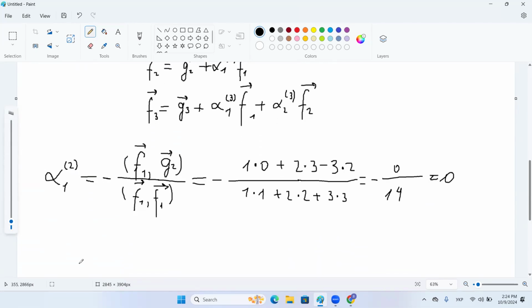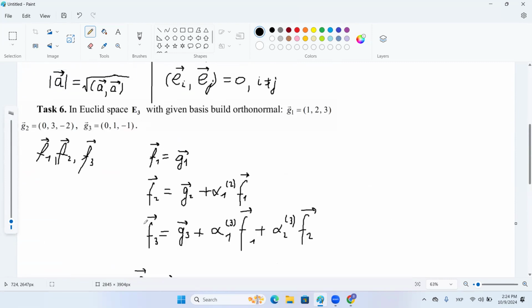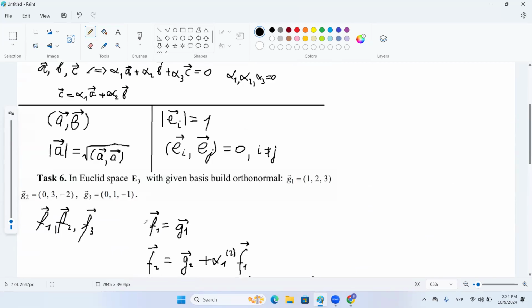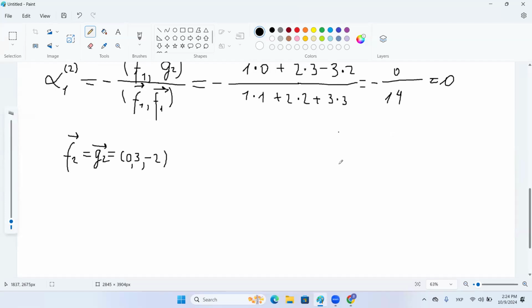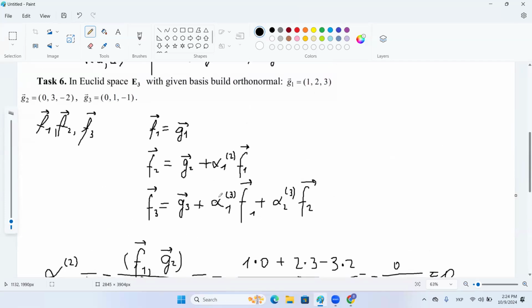So our task becomes easier. So f2 equals g2. It equals 0, 3, minus 2. And now we have to find f3. How to do it? We need to find coefficients alpha 1, 3 and alpha 2, 3.